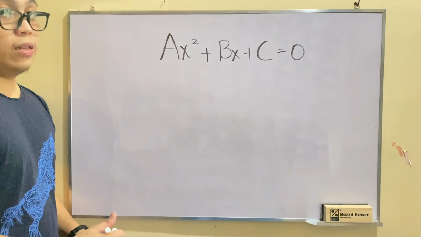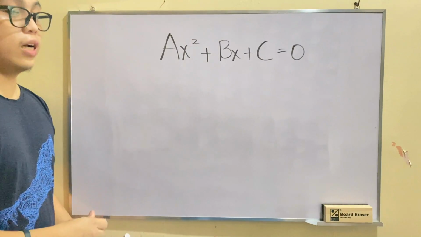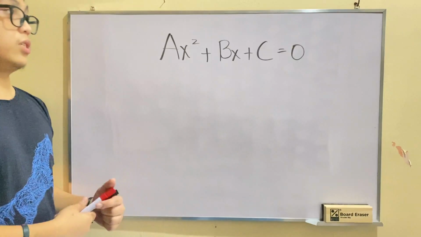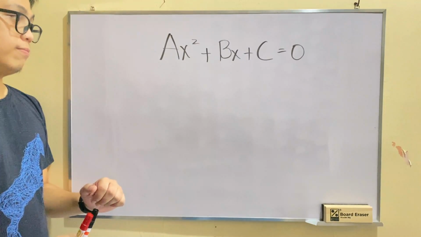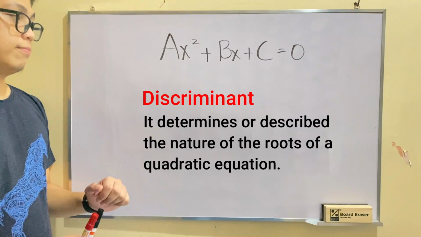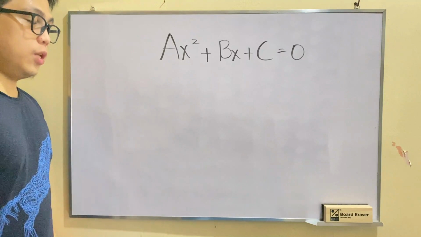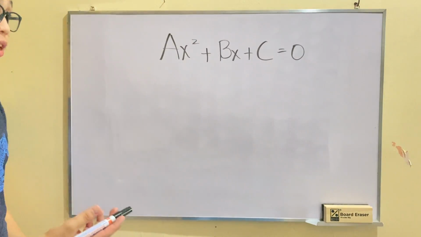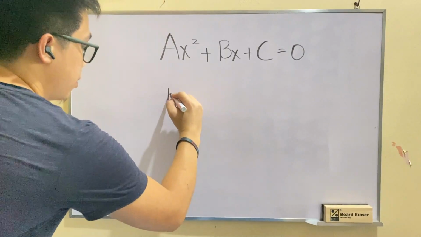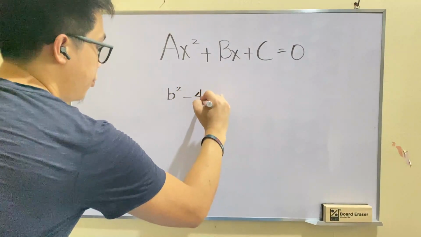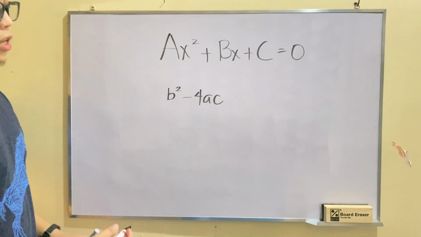Paano natin malalaman kung ano ang characteristic ng isang roots or 2 roots ng isang quadratic equation? So, dyan napapasok si discriminant. So, ano ba ang discriminant of a quadratic equation? So, based sa description ni discriminant, ang formula ng discriminant of a quadratic equation is b squared minus 4ac. So this is the discriminant of a quadratic equation.